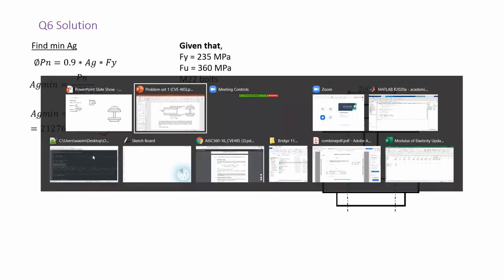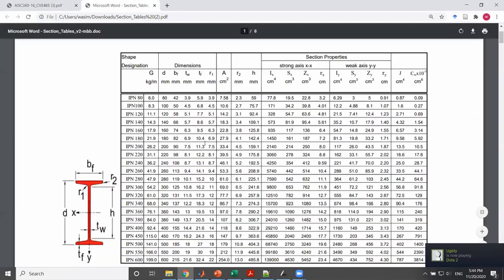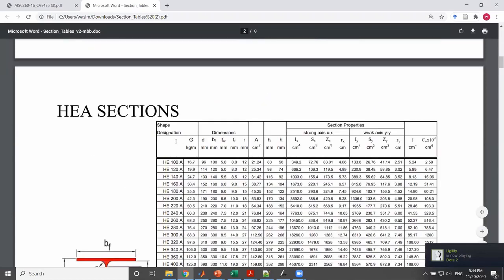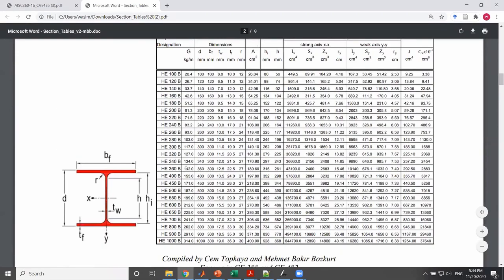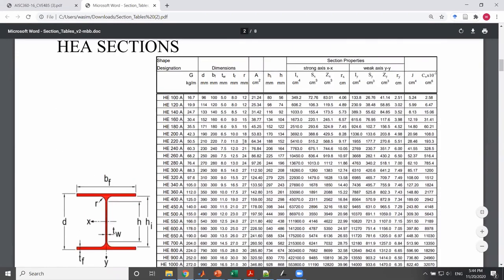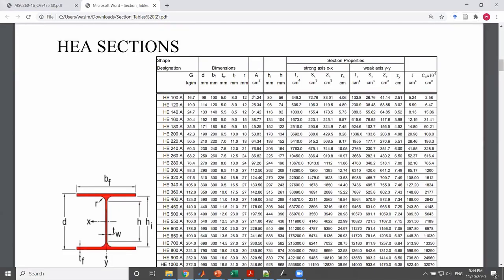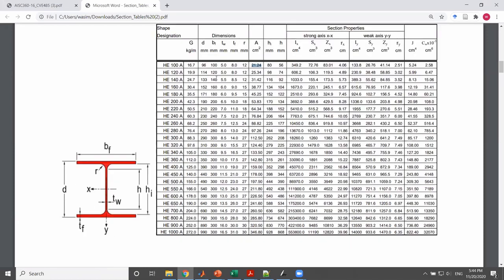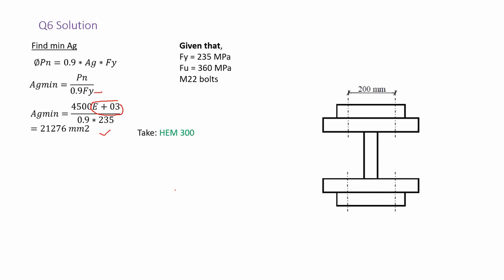So when I go to the section tables, we are required to find either HEA, HEB, or HEM. When you are trying to pick a section, you have to look at the areas. According to what we found, 21.2, we can start with this section. The question is asking to try many sections, so to save time, I will show you one. I will show you HEM 300.